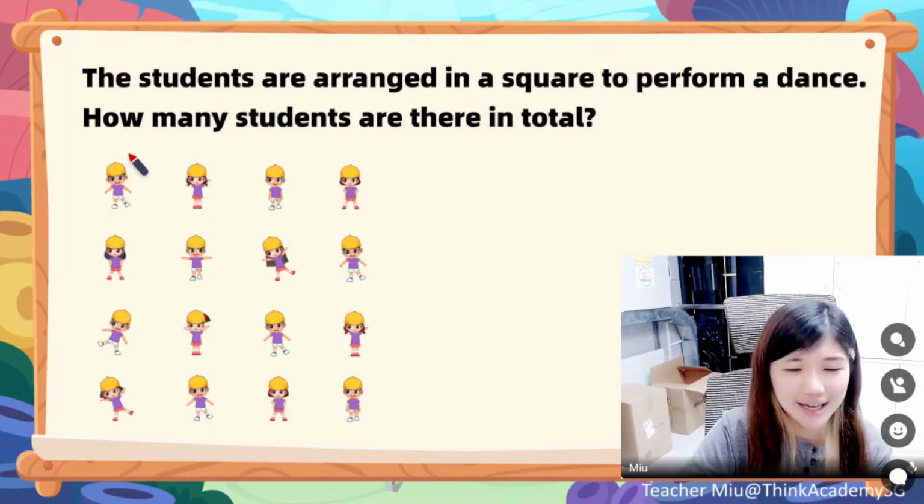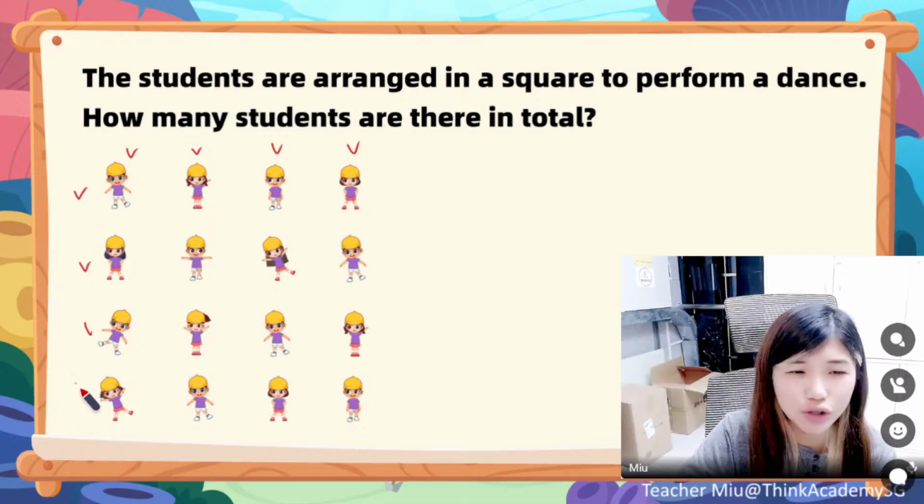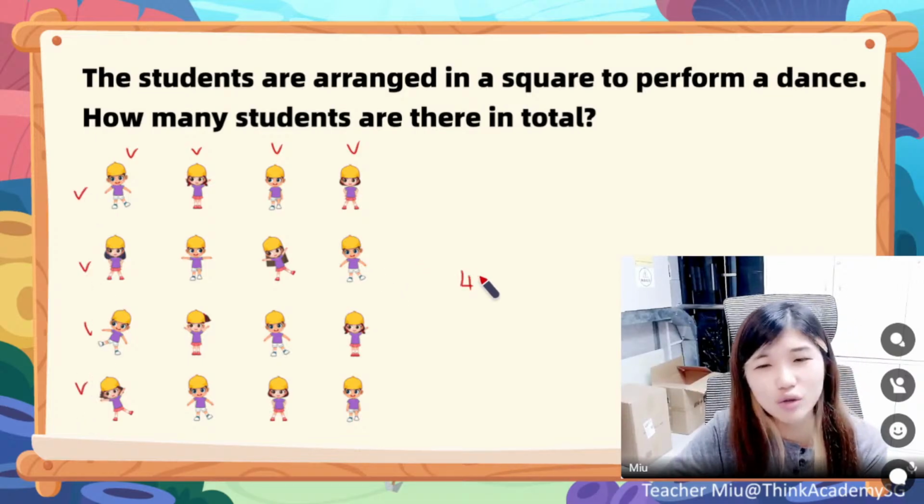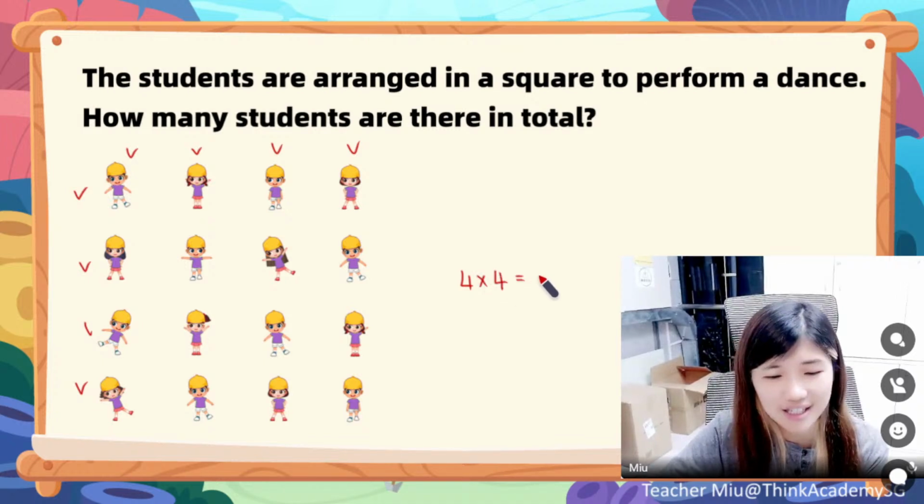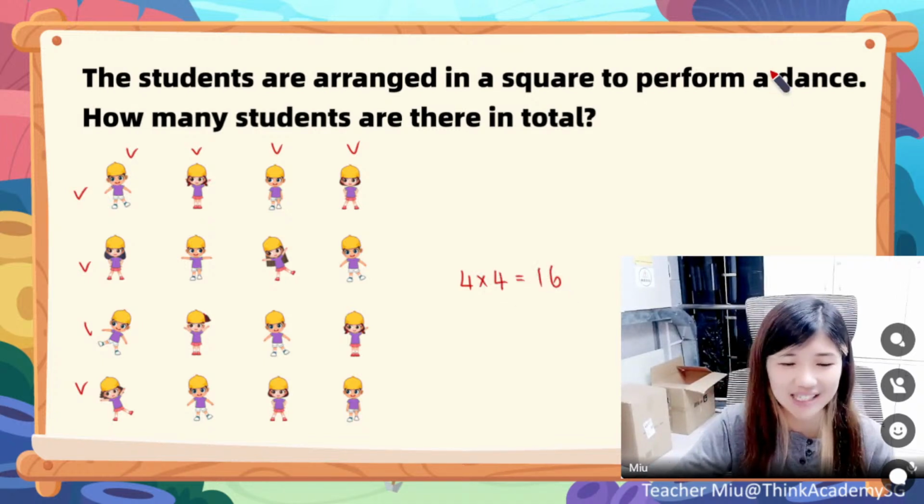You can see there must be 1, 2, 3, 4 students in a row. And altogether there are 1, 2, 3, 4 rows, right? So we can just do 4 times 4 to get 16. This is a very easy one. Perfect. Well done, guys. Excellent.